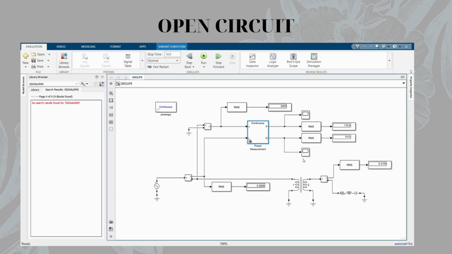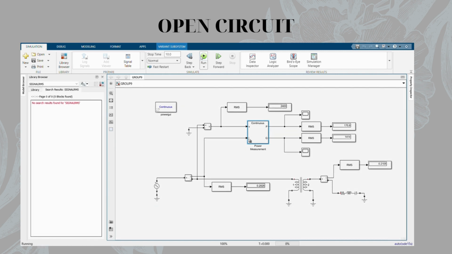And we have 5 blocks of RMS and 1 power supply and 5 displays in total, which is to read our recording.